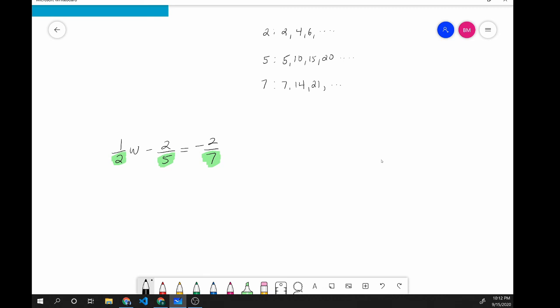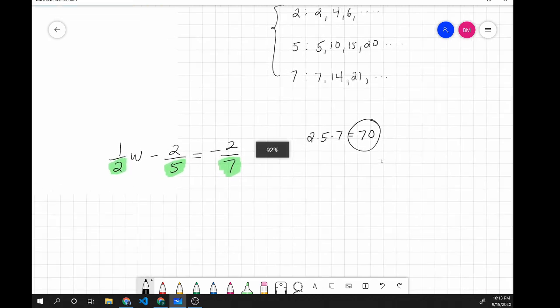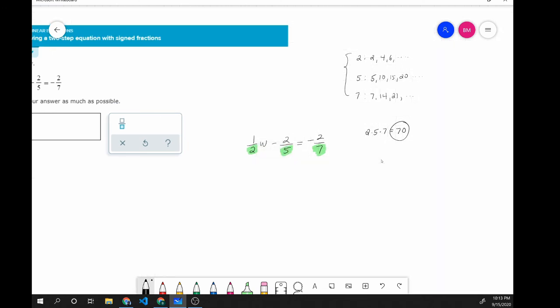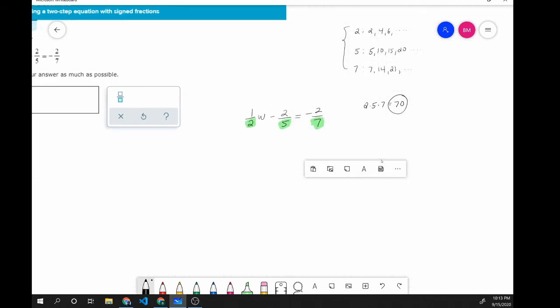A shortcut to getting this, if you don't want to do this table out, you can find a common denominator by multiplying all the denominators. So if I do 2 times 5 times 7, it happens to give me the lowest common denominator. But if you're stuck, that will give you a common denominator you can use. Okay, so that's kind of step one. Common denominator.